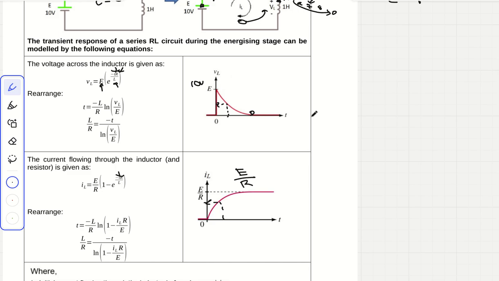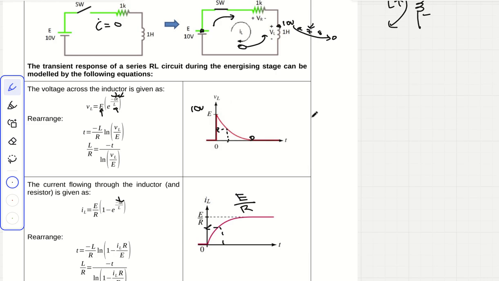One more thing worth noting is we can see initially when we just turn on the switch, the inductor is acting like an open circuit, because it doesn't allow current to flow. Current is 0. But at steady state, the inductor becomes a short circuit.